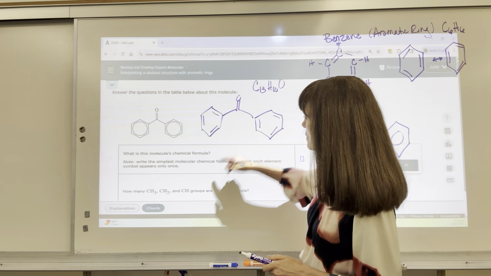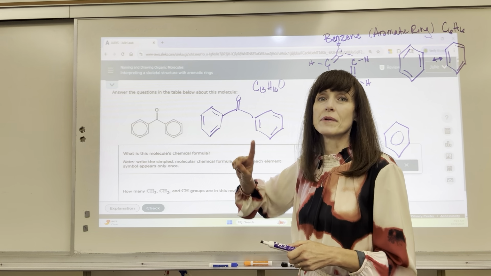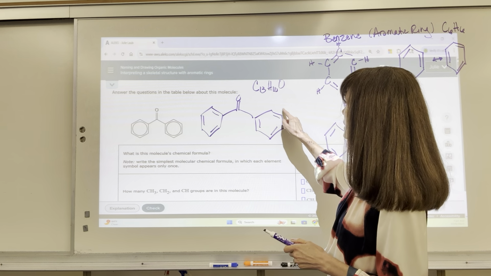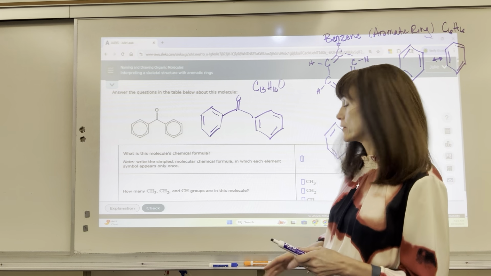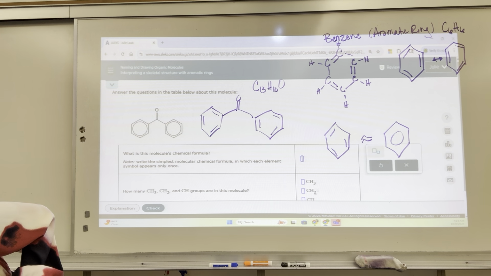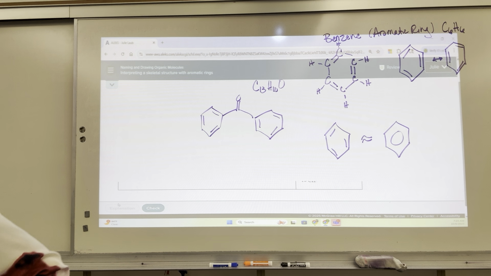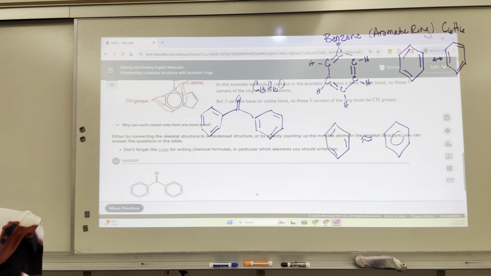All 10 of these are each going to be a CH, carbon with 1 hydrogen. So over here, let me scroll this up just a little bit. I would put a 0, and then I would put all 10. Now let's go ahead and hit explanation just so you can see the answer.